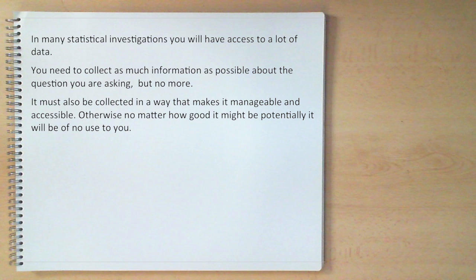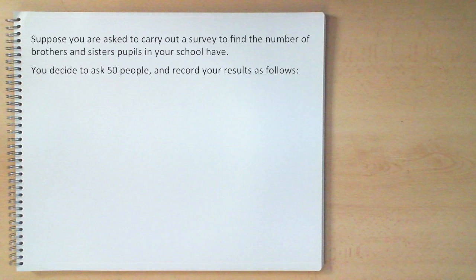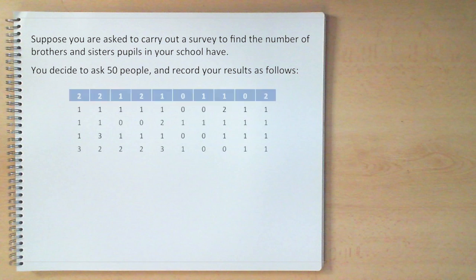Let's have a look at some ways we can make sure that the data is manageable and then usable later. As an example, let's suppose you've been asked to carry out a survey to find the number of brothers and sisters that pupils in your school have. You decide to ask 50 people and you record the results below. So that's just 50 numbers, showing how many brothers and sisters each person you asked has.